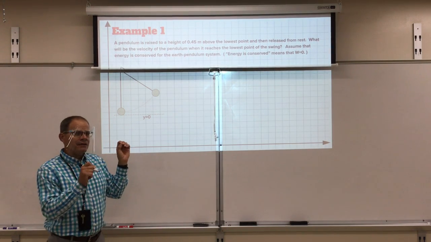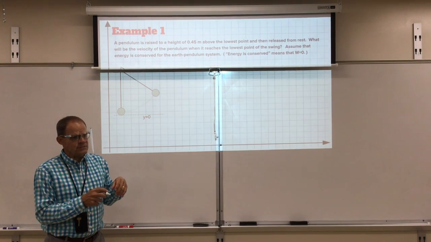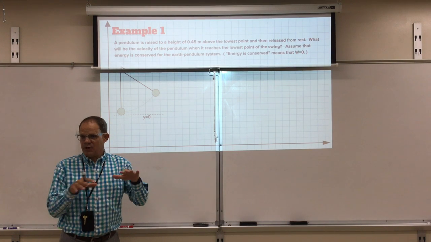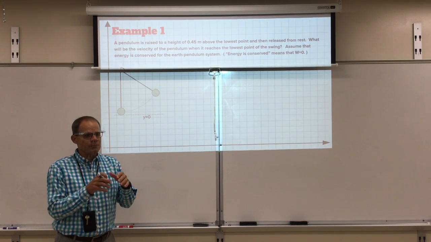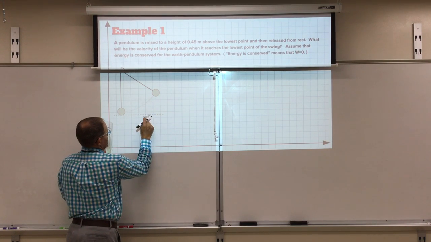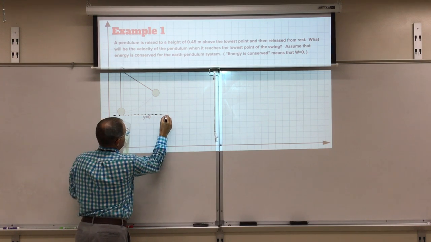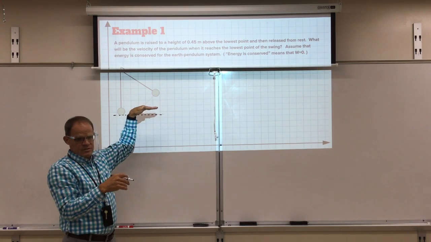Now, when we make a diagram, the important thing about our diagrams for energy problems is defining our reference point, the ground. Okay, because you can make the reference point anywhere you want. But we are going to call the lowest point here y equals 0. Okay, so make sure on your diagram you show me where the origin is, the reference point.